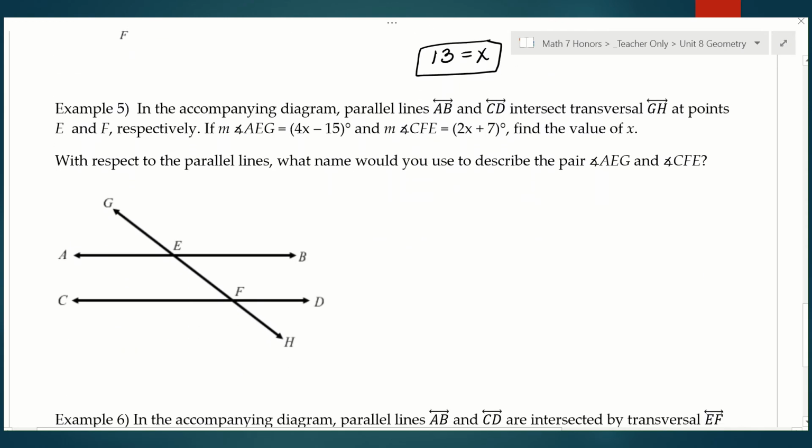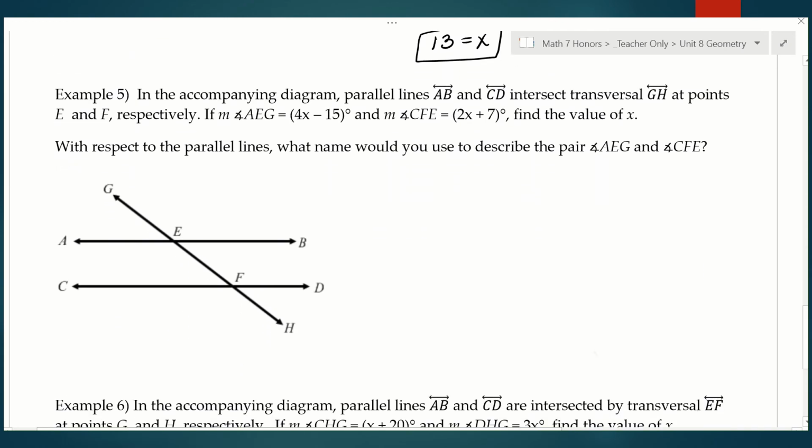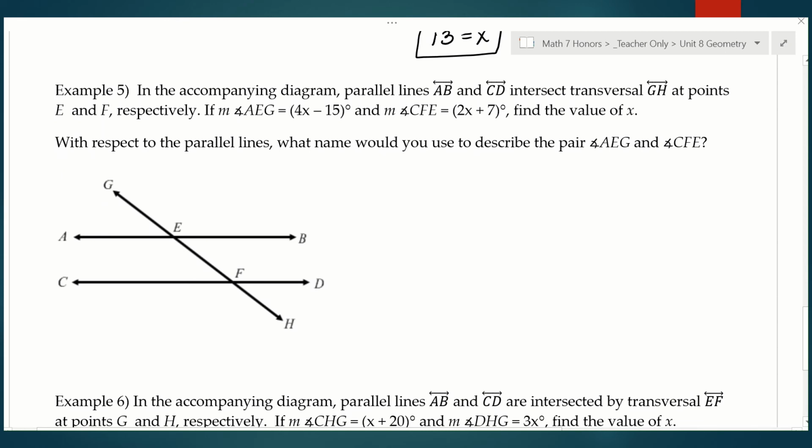Okay, example 5. In the accompanying diagram, parallel lines AB and CD intersect transversal GH at points E and F respectively. If the measure of angle AEG is 4x minus 15 degrees, and the measure of angle CFE is 2x plus 7 degrees, find the value of x.